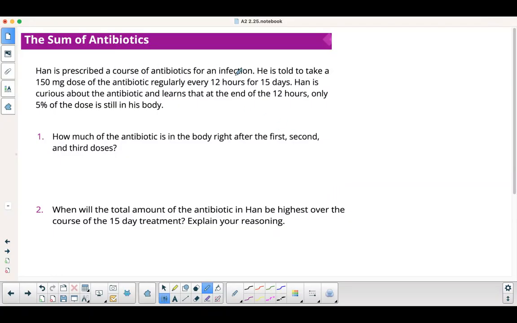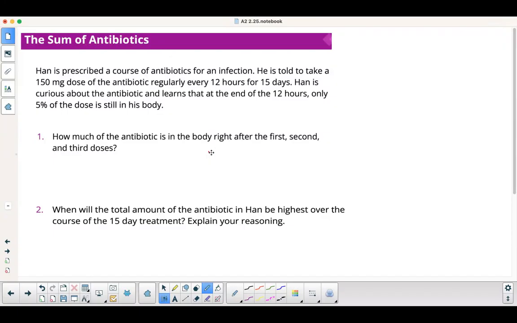Han is prescribed a course of antibiotics for an infection. He's told to take a 150 milligram dose of the antibiotic regularly every 12 hours for 15 days. Han is curious about the antibiotic and learns that at the end of the 12 hours, only 5% of the dose is still in his body. How much of the antibiotic is in the body after the first, second, and third doses?